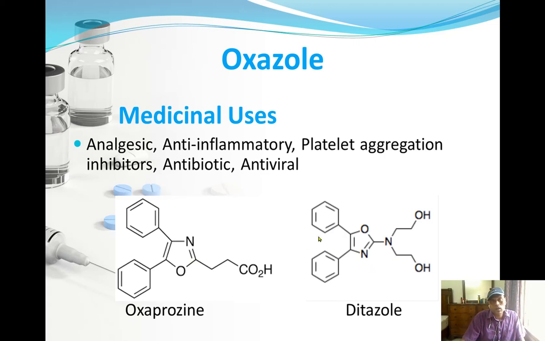So the next medicine is ditazole. Ditazole is a platelet aggregation inhibitor. So what is the use of a platelet aggregation inhibitor? Ditazole, you can see the oxazole ring over here. But ditazole is very similar to oxaprozin. You can see in the structure, only there is one more side chain here. That difference you can see over here, a little bit of difference in the structure. So ditazole is a platelet aggregation inhibitor.